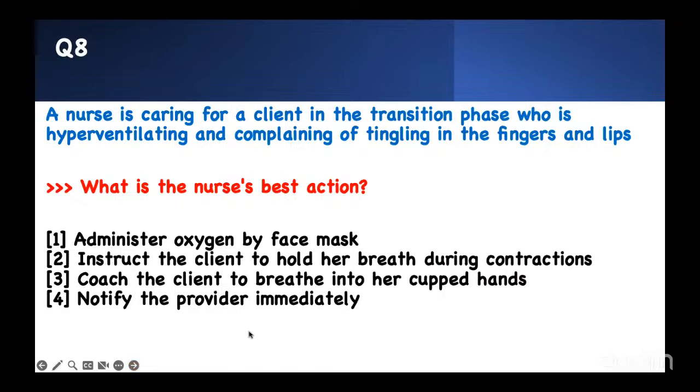Number 8. This is caring for a client in the transition phase, which is part of stage 1, who is hyperventilating and complaining of tingling in the fingers and the lips. What is the next best action? Administer oxygen by face mask. Instruct the client to hold their breath during contraction. Coach the client to breathe into a cupped hand. Notify the provider immediately.